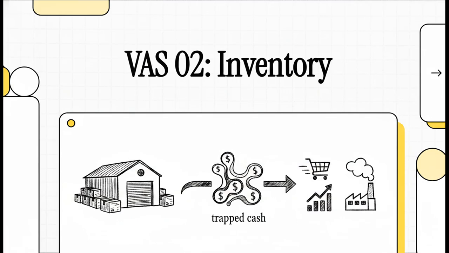Welcome to this explainer, where we're taking the seemingly dry rules of Vietnamese Accounting Standard 02 and uncovering the hidden journey of a company's trapped cash, its inventory. You know, when you walk past a massive warehouse, you might just see a bunch of boxes stacked on shelves, but look at it through the lens of accounting and you're actually watching a living, breathing financial life cycle unfold right in front of you.